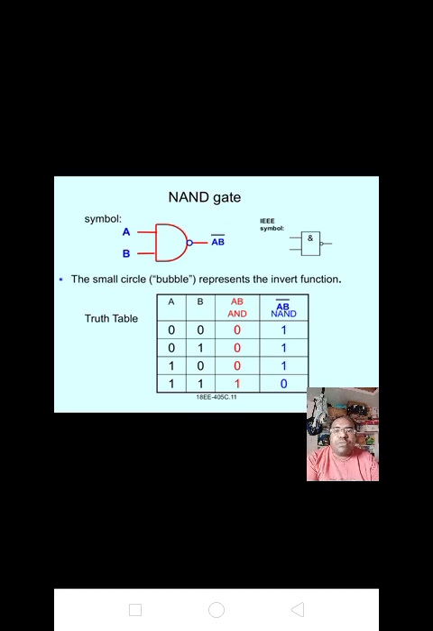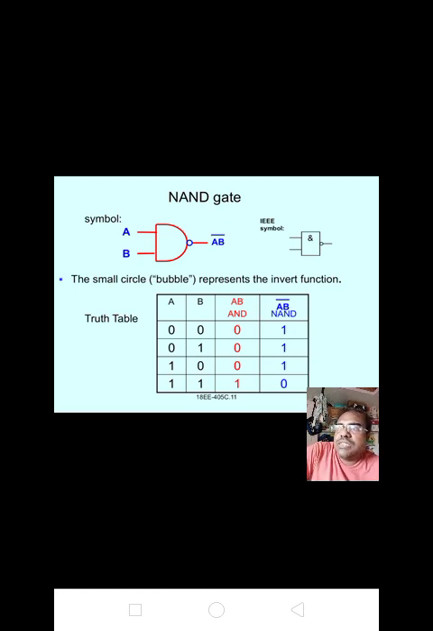Here the input variables are 2, that is A and B. So the inputs for the NAND gate are 4. Here we are using 2 input variables, A and B, so the combinations are 2 power 2, that is 4. The inputs for the NAND gate are 0, 1, 2, 3.